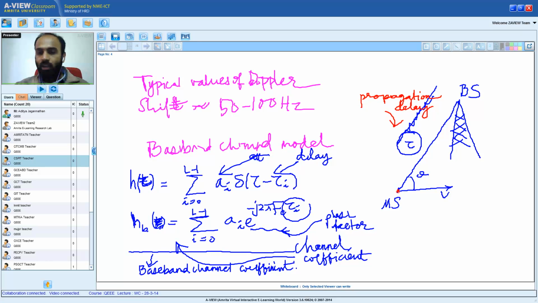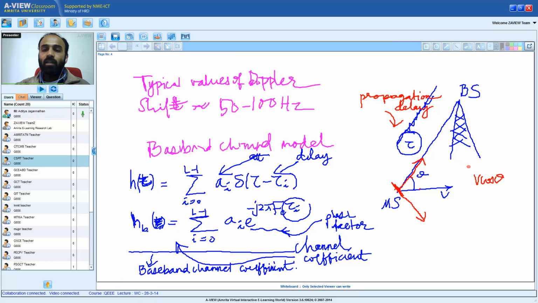What we can do is decompose this velocity into two components, velocity perpendicular and velocity parallel to the direction. In fact, the velocity perpendicular will have no effect on the distance, because it does not affect the propagation distance. It is the velocity parallel to the direction that will have an effect. Therefore, the velocity along the direction to the base station is v cosine theta.